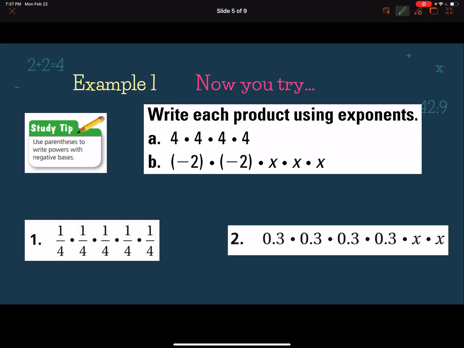Okay, on part A, we have 4 times 4 times 4 times 4. So our base is 4, and we're multiplying it 4 times, so that is our exponent. Part B, we have a base of negative 2. I'm going to put that in parentheses. And we are multiplying it twice, so that is our exponent. We also have a base of x, and we are multiplying it 3 times, so that becomes our exponent.